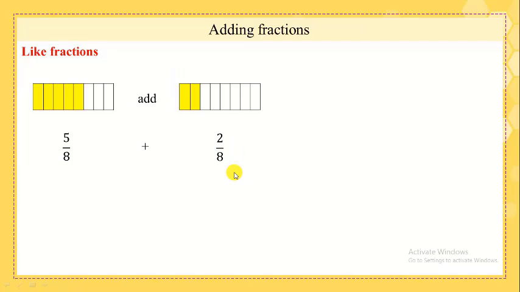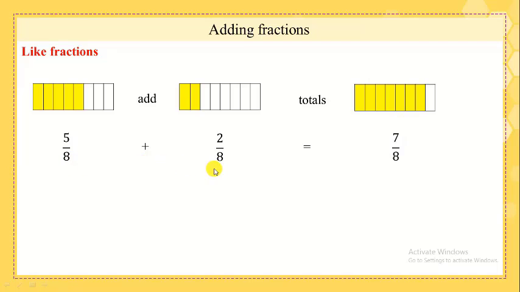Let's start with adding like fractions. This represents 5 over 8. I have to add 2 over 8. If I add 2 over 8 to 5 over 8, here's what we will get: 7 parts out of 8. That is 7 over 8.